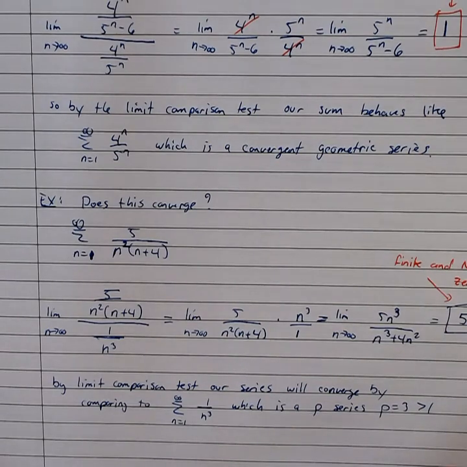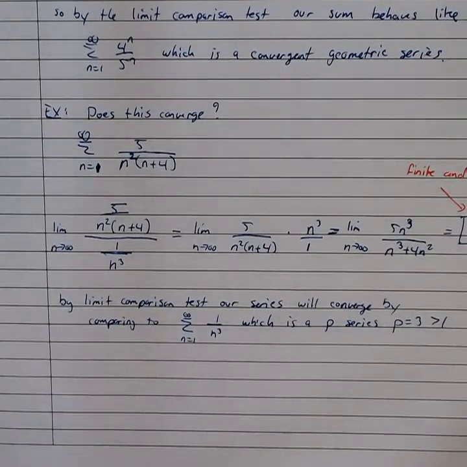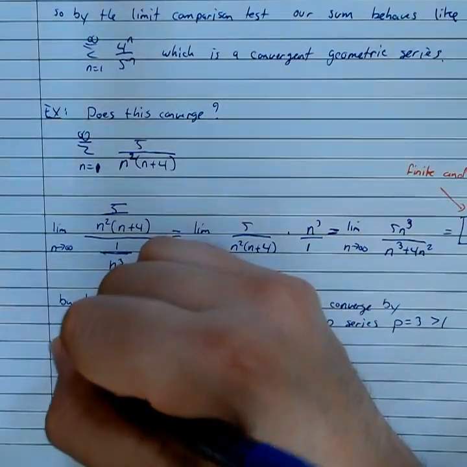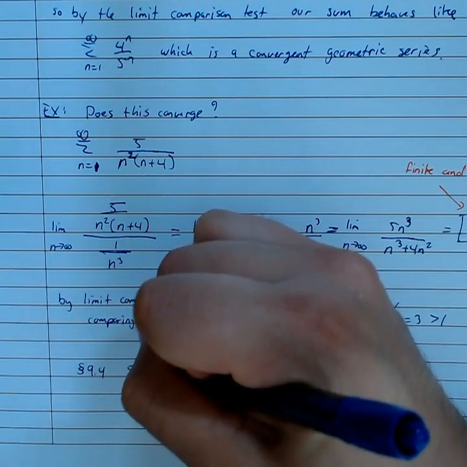And that brings us to the end of the section. So that is it for the comparison test, both the direct and the limit comparison test. For an assignment, go ahead and try section 9.4. Do problems 5 through 33 odd.